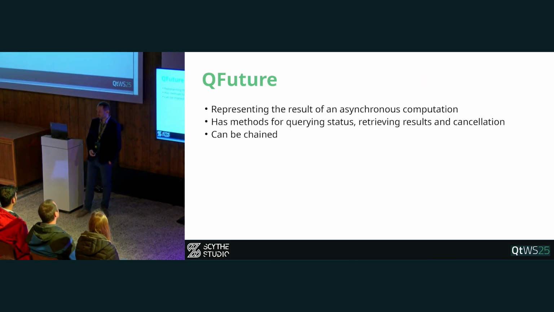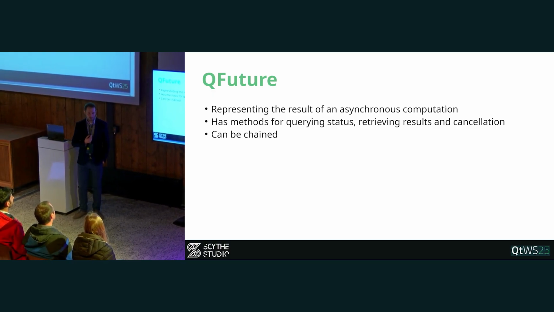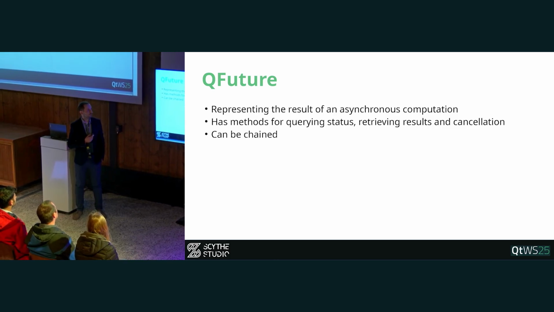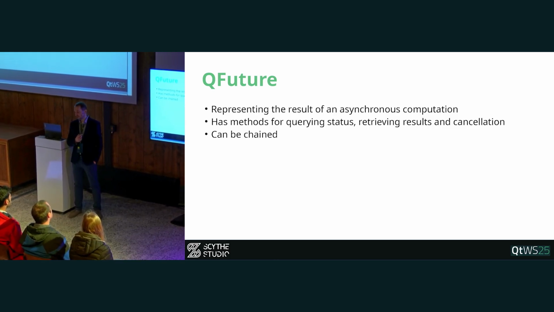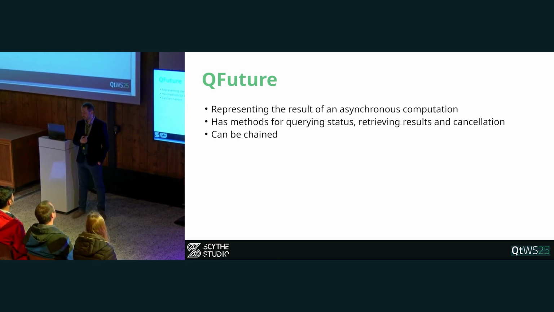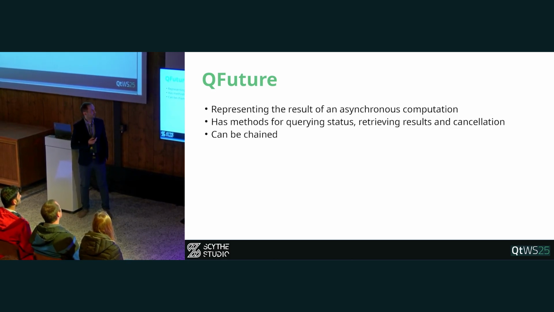Okay, now let's talk about QFuture, which is the way of reporting results with QtConcurrent. Basically, it represents some future value and allows you to query the value and also the status of the operation.